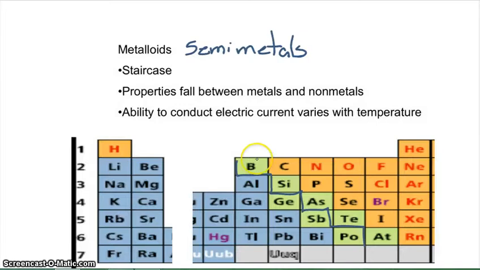The other thing that you're going to notice is that the pattern on the staircase isn't consistent. So typically the general rule is if an element is on or beneath a stair in our staircase here, it's considered a semi-metal or a metalloid. The only one that doesn't follow that is aluminum. Aluminum's properties are definitely metallic, so it is considered a metal, even though it is just beneath a stair right on that staircase. It's not a metalloid, it's definitely a metal.